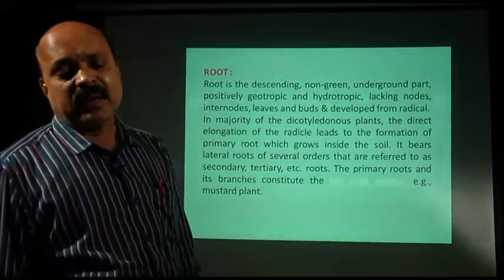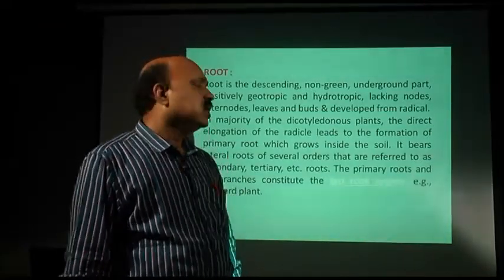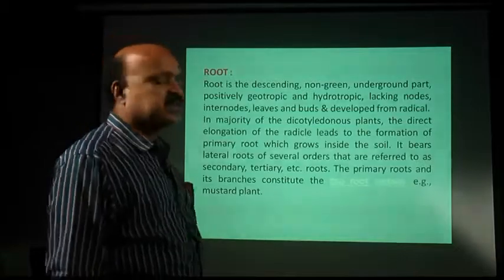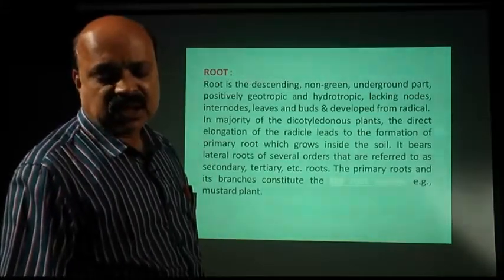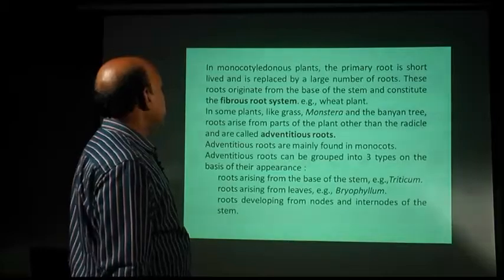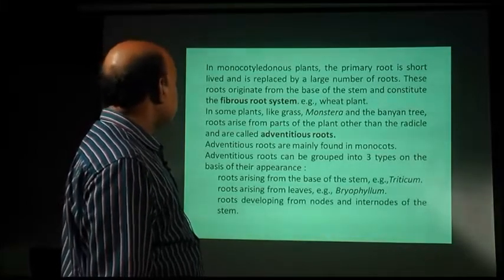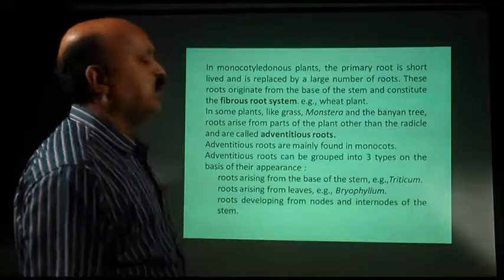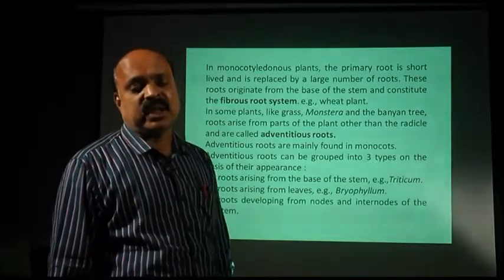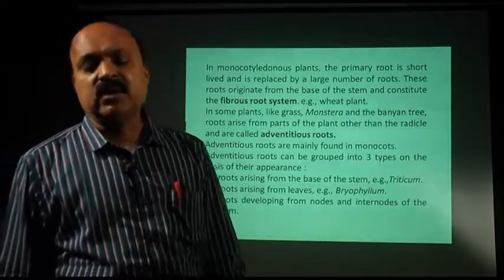It bears lateral roots. The primary root produces lateral roots of several orders that are referred to as secondary, tertiary, etc. The primary root and its branches constitute the taproot system, found in the mustard plant. In monocotyledonous plants, the primary root is short-lived. The primary root is developed first, but it exists for a short period and is replaced by a large number of roots. These roots originate from the base of the stem and constitute the fibrous root system, commonly found in the wheat plant.